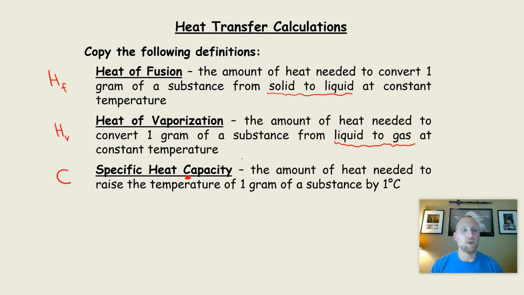Now, the specific heat capacity, the symbol for this is going to be capital C, is the energy needed to raise the temperature of 1 gram of a substance by 1 degree. So if we're in a single phase, how much energy does it take to speed those particles up enough that their temperature is raising by 1 degree? So that's the specific heat capacity. Okay. So those are some terms that we need to know.